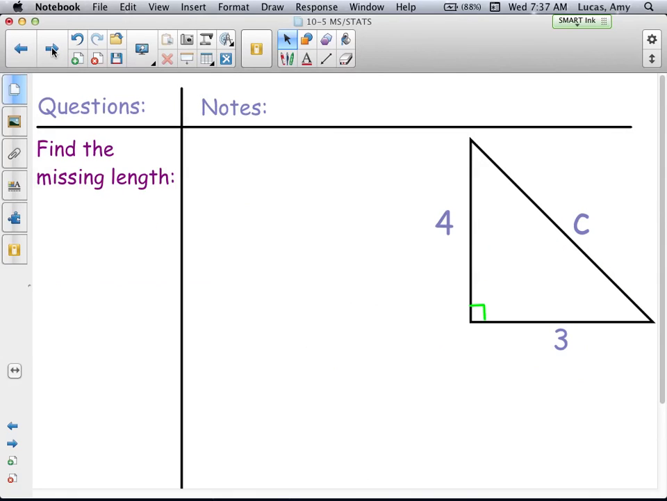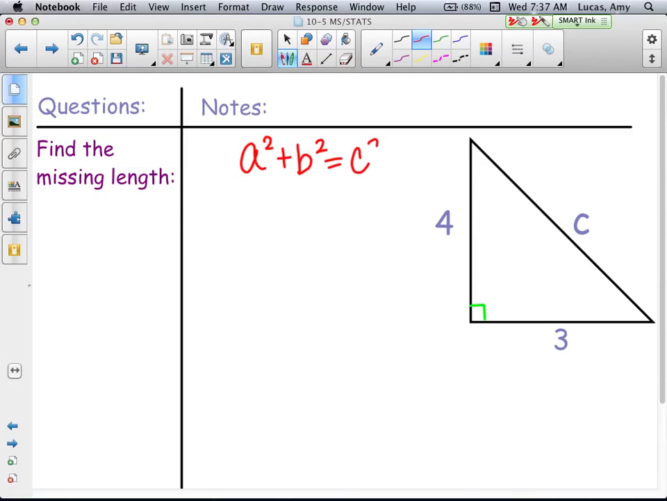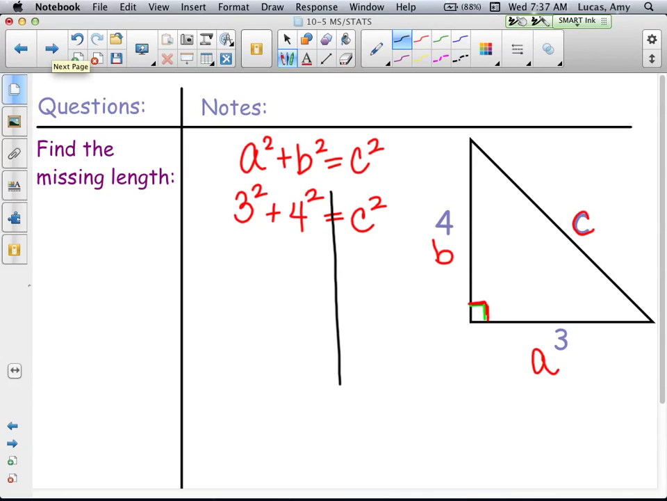Okay, next. Find the missing length. A squared plus b squared equals c squared. We'll start with our Pythagorean theorem because we've got a right triangle here. The Pythagorean theorem is only true for right triangles. Next, I'm going to label my legs A and B. We are looking for C, the hypotenuse. So if I substitute 3 for A and 4 for B, we should be able to solve this equation to see what value C is.